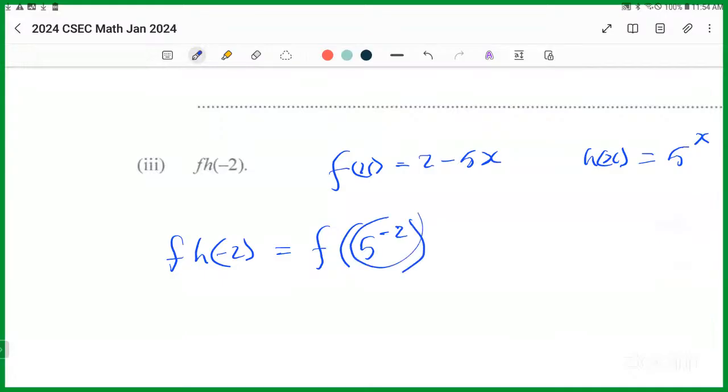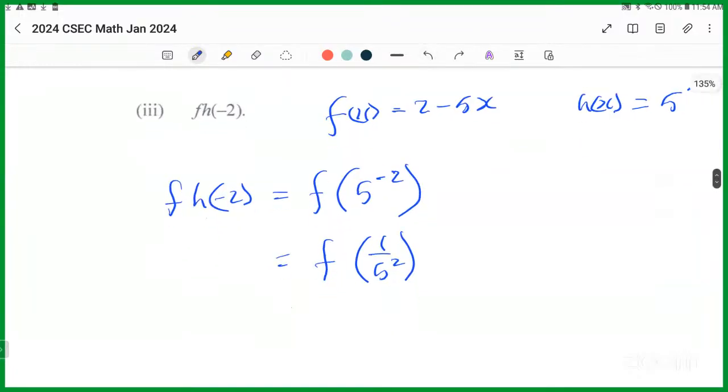You can type that into the calculator if you want. We can recognize 5 to the negative 2 as the same as f of 1 over 5 squared. That is what the negative exponent means. It means reciprocal. And then 1 over 5 squared is f of 1 over 25. So we really want to find f of 1 over 25. So put 1 over 25 right here where the x is in the f function.